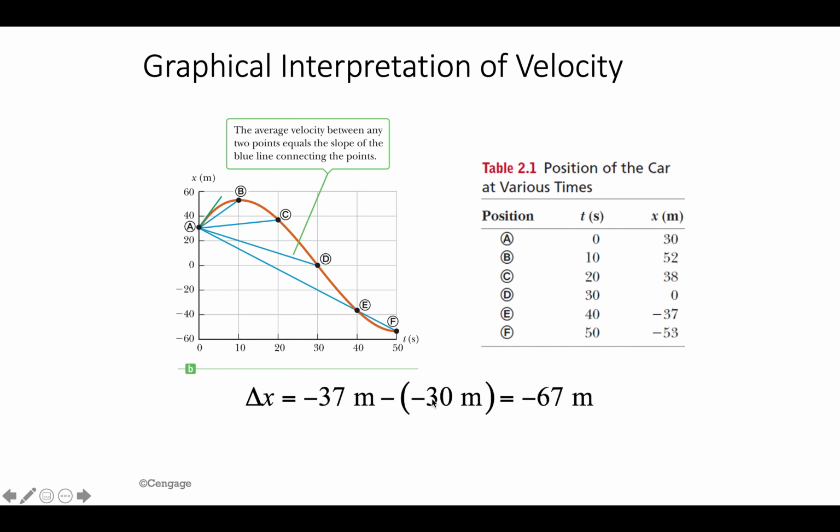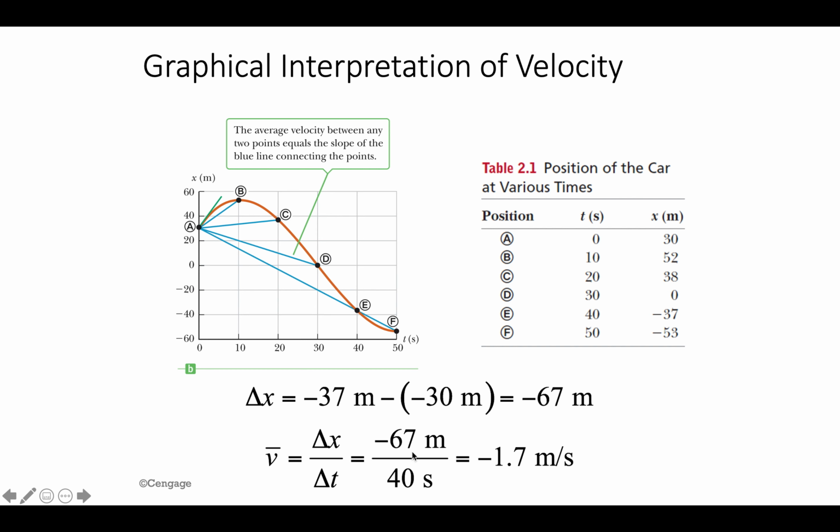Now there's a little typo here. Your final position is negative 37 meters minus your initial position, which is positive 30. It should be a positive. That gives you a displacement of negative 67 meters from A to E in a time of 40 seconds. So your average velocity, represented by this slope from A to E, is going to be negative 67 meters in 40 seconds, or negative 1.7 meters per second.